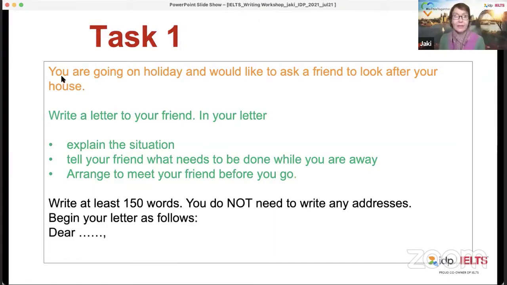Now you're going on holiday and you would like a friend to look after your house. What's our purpose? Remember, the purpose is up here. Why are we writing to them? What's our purpose of writing? To do what? To ask for a favor. Exactly. Okay, and then our 3 bullets: explain the situation, what needs to be done, and arrange to meet. So quite a straightforward one.